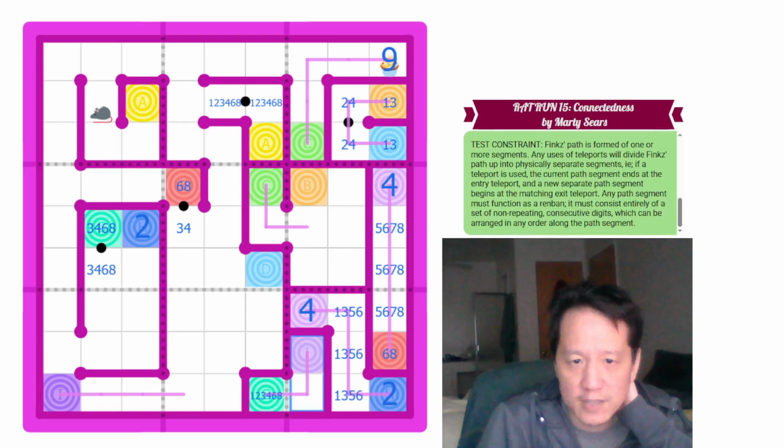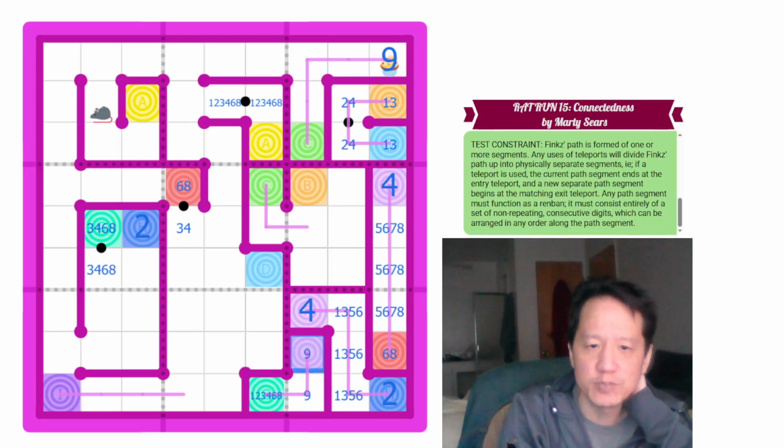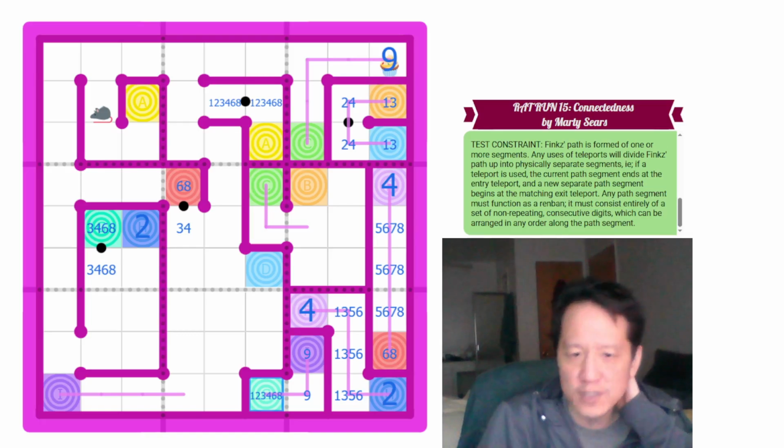Well, that means 9 has to be one of these two. Therefore, this must be some combination of 7, 8, 9. This is in a 1 to 2 ratio. Therefore, this must be 8.